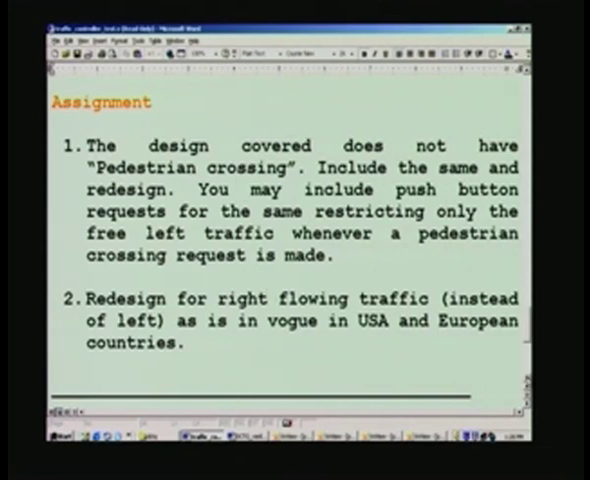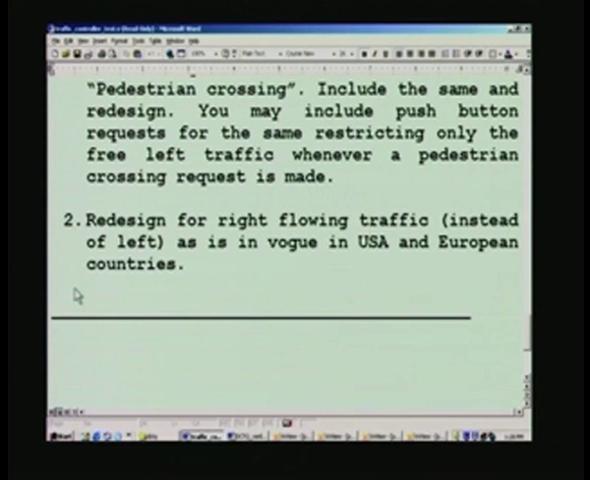And the second assignment is this: we have been designing for places like India, say Asia, and closer countries, and that is left flowing traffic. On the other hand, in USA and European countries it is right flowing traffic. So redesign the whole thing that we have done, including adding pedestrian crossing, and cater it for right flowing traffic. This is the second assignment.